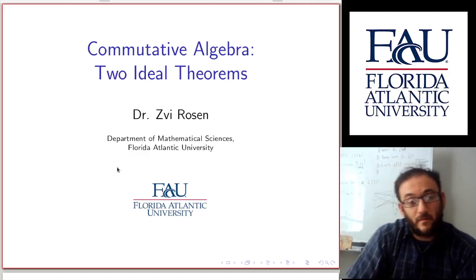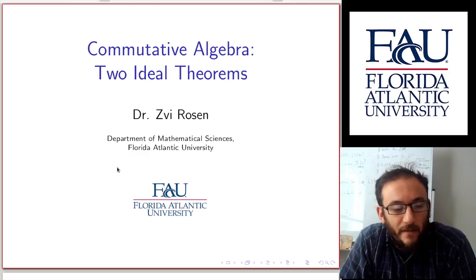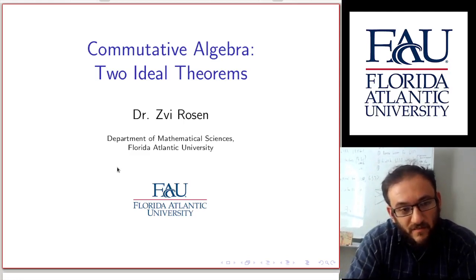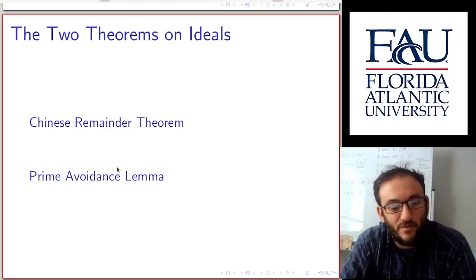Today we're going to be talking about two theorems about ideals in commutative rings that show up in Chapter 1 of Atiyah-MacDonald. They don't get too much fanfare, but they're actually very well-known theorems with names and Wikipedia pages, and they are the Chinese Remainder Theorem and the Prime Avoidance Lemma.